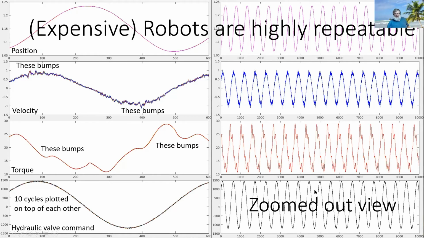On the right-hand side, we see a zoom out, and the bumps that you can see sort of spread out on the torque trace show up again and again and again on multiple cycles, both highs and lows. And even the little bumps on the velocity trace show up again and again and again. Here, this is roughly a 2 hertz oscillation, and maybe that's 10 seconds worth.